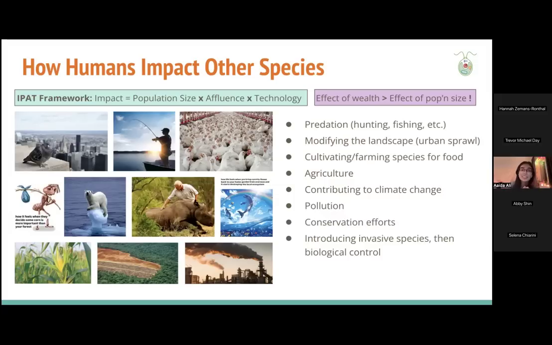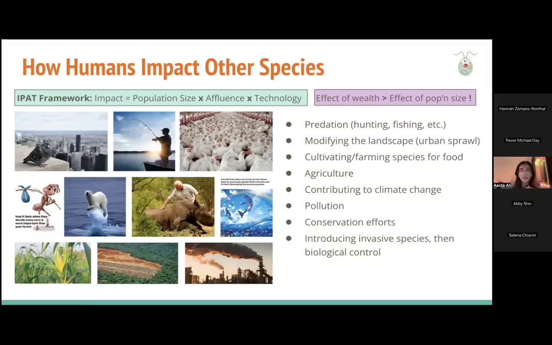And so humans impact species in a lot of different ways. We are predators, so we hunt, we fish, we like to kill animals. Well, some of us do. And we also modify the landscape. So this is kind of like building cities. And so this might destroy a lot of habitats, but for some organisms like pigeons that like to reside in cities, this would actually help them out or at least increase their possible living locations.